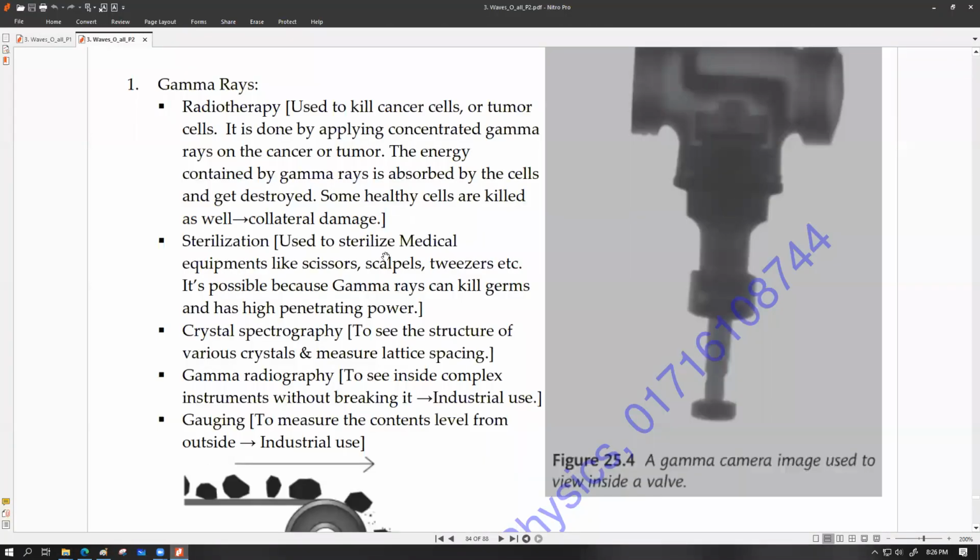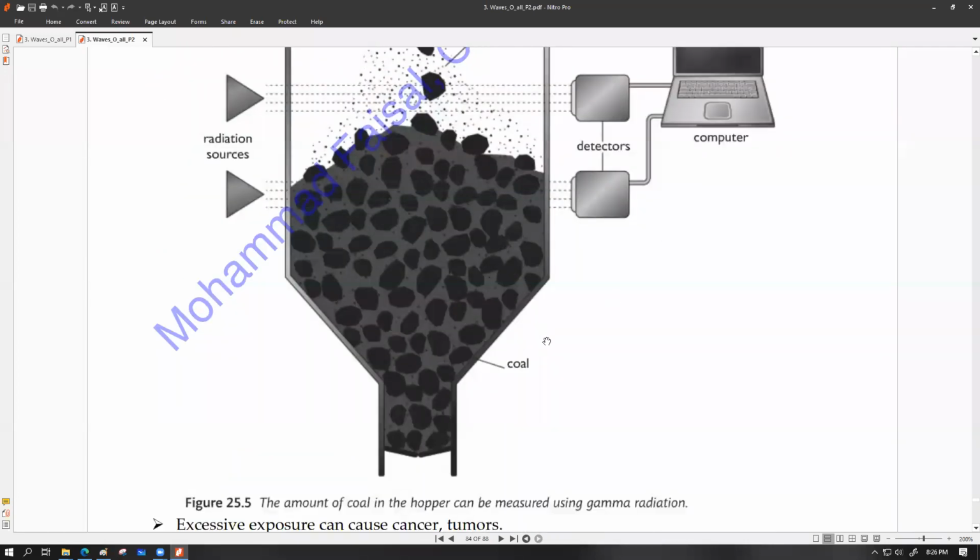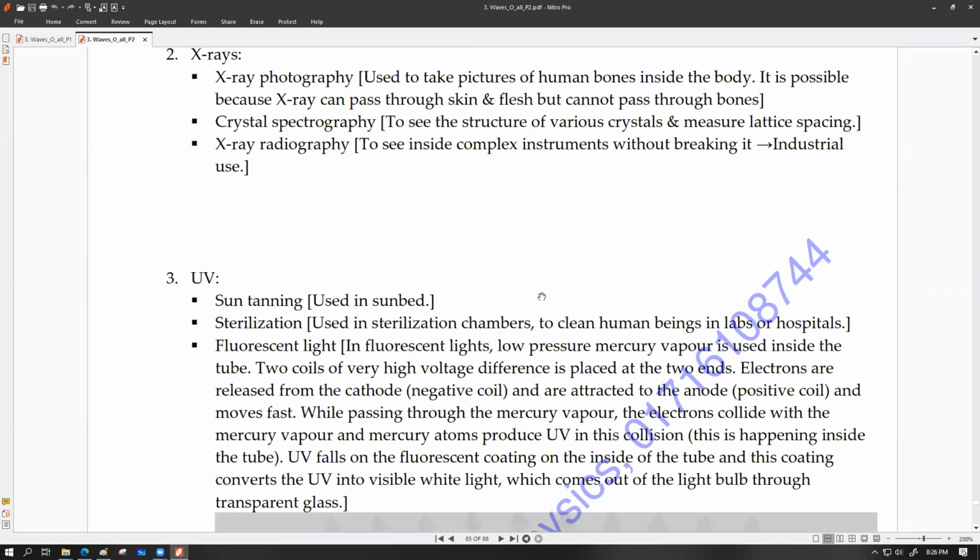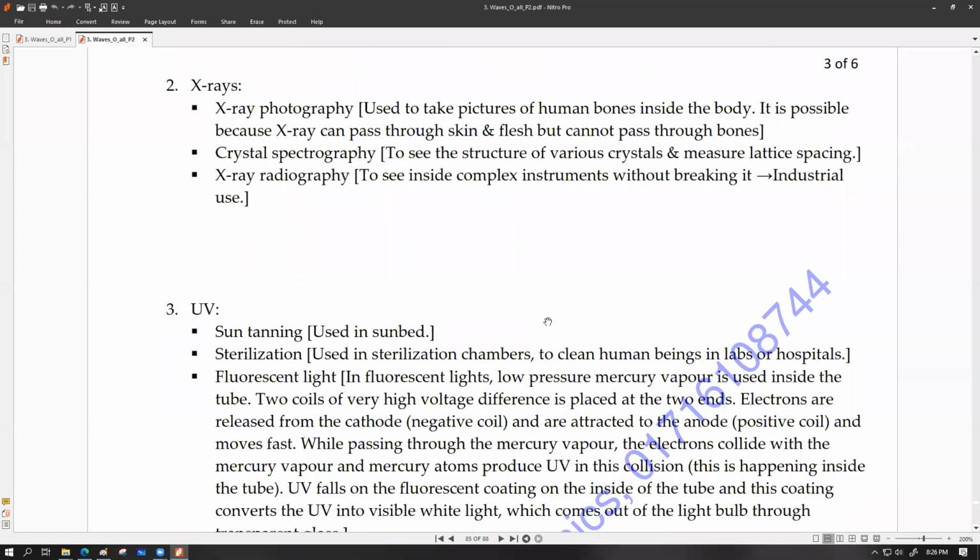All right. Anything to ask from these points, or if you have this figure over here, X-rays and UVs, read them through. If you have any question, ask me about them.